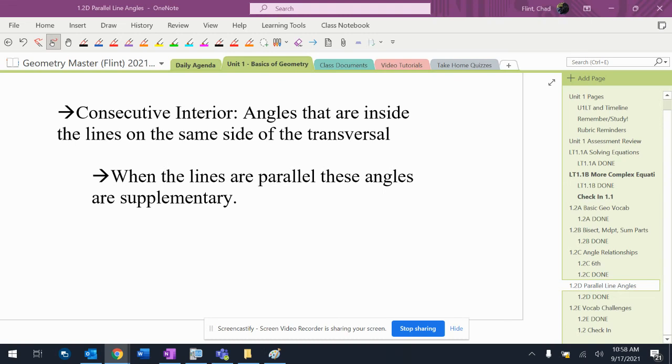So when we actually get into shapes, quadrilaterals primarily, but different shapes, the angles that appear the most in shapes are consecutive interior angles. The other ones all get used, all right, so they all exist, but the ones that get used the most are consecutive interior. There's a lot of reasons, and when we get there, I'll actually talk to you about why. All right, but these are angles that are inside the lines on the same side of the transversal.